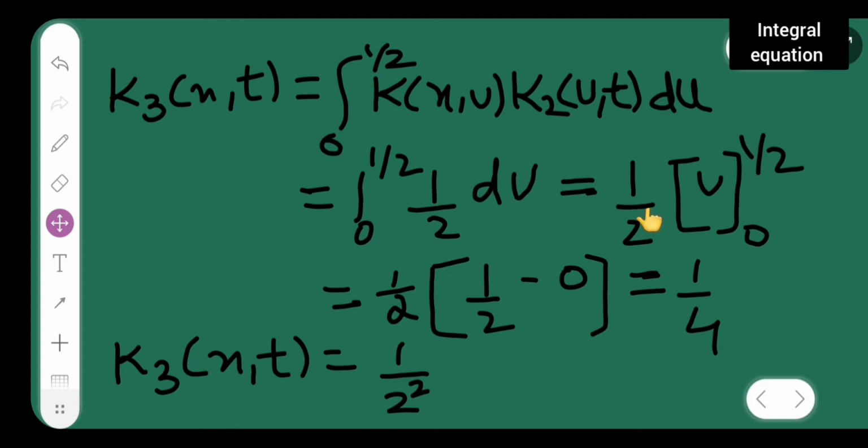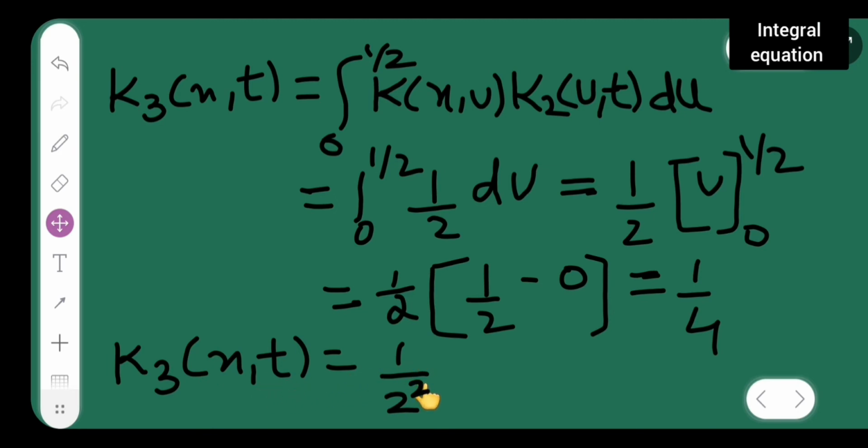So keep this half, 1 by 2, outside. And then I have to integrate this part. So it is nothing but u. Then what I have to do is upper limit minus the lower limit. If I do, what am I going to get? This half and this 1 by 2, then 0, right? And then this is equal to what? 1 by 4.